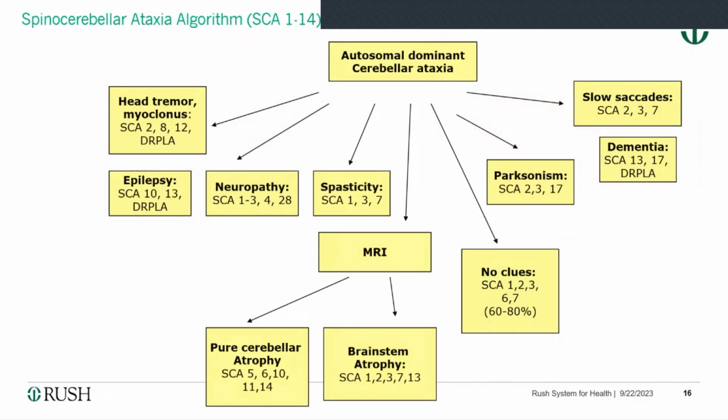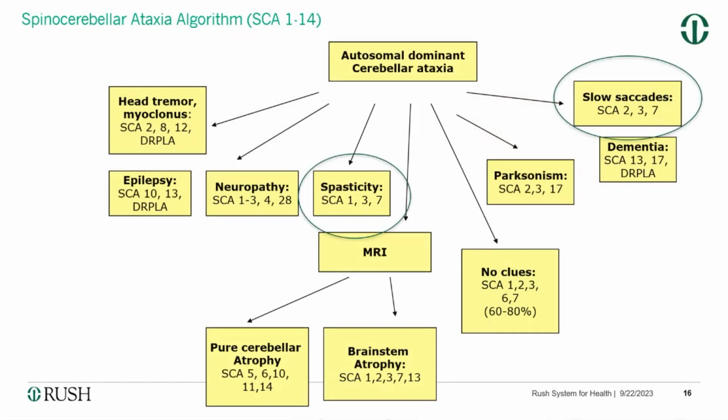So the animation here, go ahead and advance once, is for this first video that we just saw. So if we look on this algorithm, this patient had spasticity and slowed saccades. So with the green circles, we can narrow this down a bit. He had no visual abnormalities. So with the green circles, our first patient turned out to have SCA3. So this particular method was very helpful.